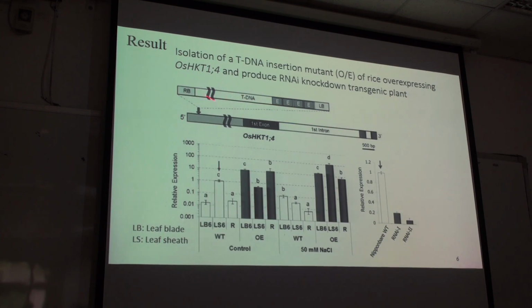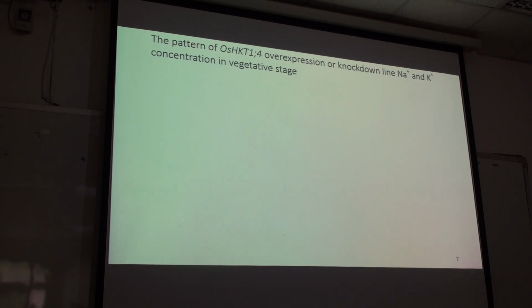First, they isolated a T-DNA insertion mutant line. On the T-DNA, there are 4 enhancer elements, and it inserts upstream of OsHKT1;4. This T-DNA can activate OsHKT1;4's expression level. The qPCR data show that the leaf sheath and other tissues have a higher expression level than the wild type. They also built the RNAi line, and the RNAi line expression level is lower than the wild type.